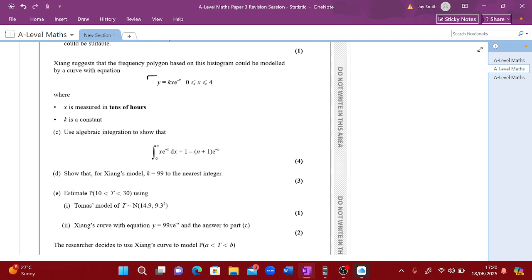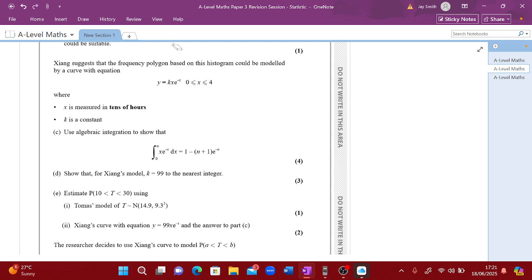So this is not a normal, it's going to be this equation, which should be more reflective of the data and the distribution of the data. Anyway, that's just a bit of the backstory here. But we're given the curve, we don't have to worry about where it came from. And we're given x is measured in tens of hours, in bold, interesting, and k is a constant.